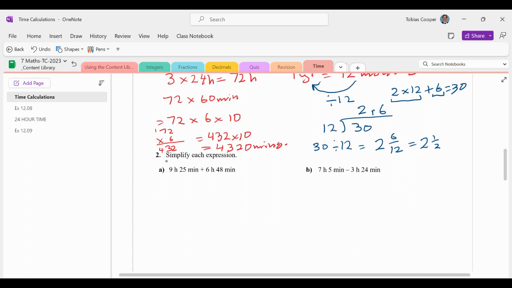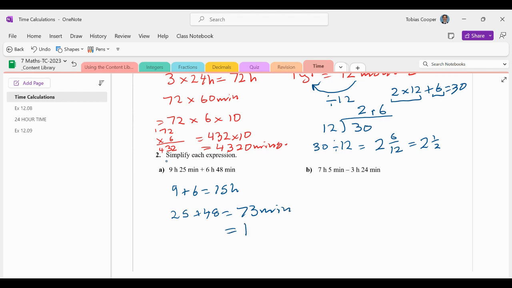Okay, let's have a look at some additions here. So we'll simplify these expressions. So we could look at the hours first. 9 plus 6 is 15 hours. And then 25 plus 48, which should be 73 minutes, which is 1 hour and 13 minutes.